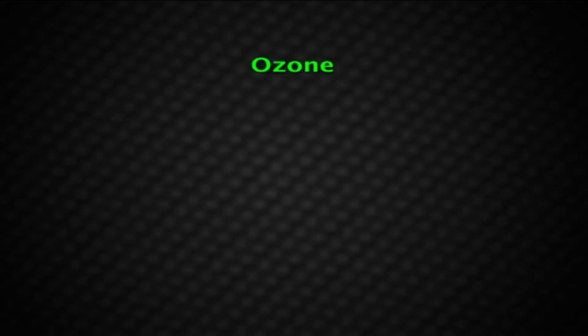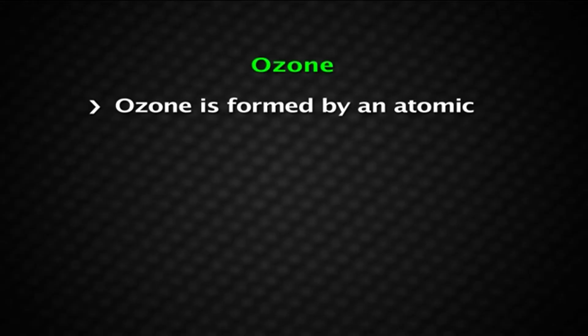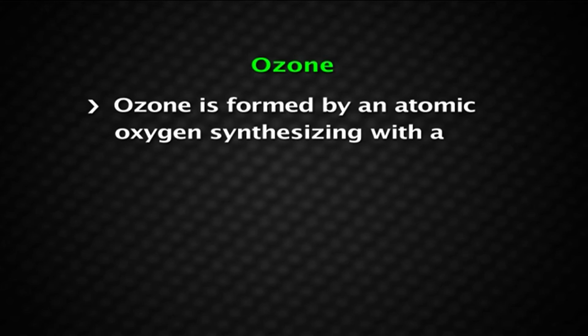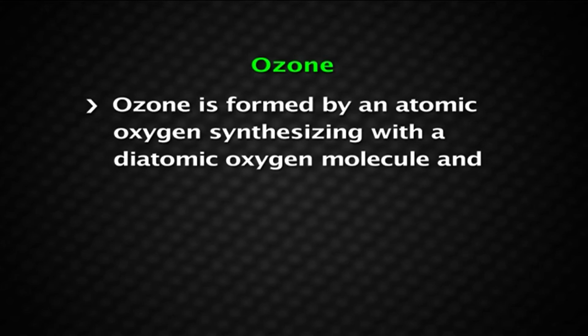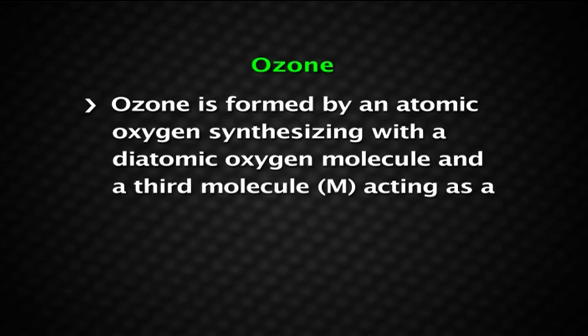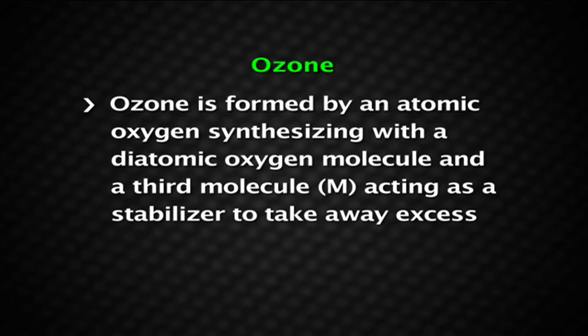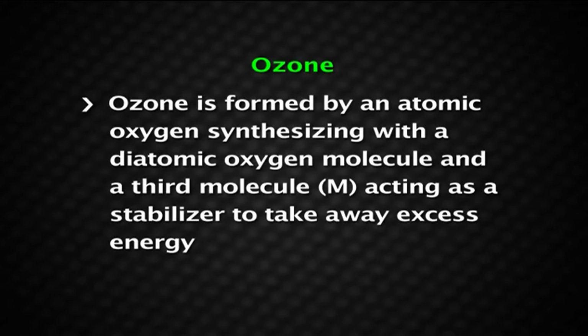Ground level or tropospheric ozone is formed when nitrogen oxide, primarily from vehicle exhaust, and volatile organic compounds from paints, solvents and fuel evaporation interact in the presence of sunlight, which is called photolysis. In the simplest terms, ozone is formed by an atomic oxygen combining with a diatomic oxygen molecule and a third molecule acting as a stabilizer to take away excess energy. Let's see the steps involved in the formation of ozone.